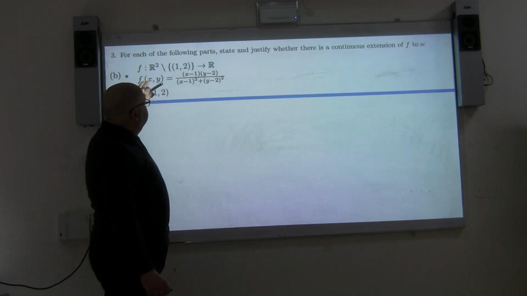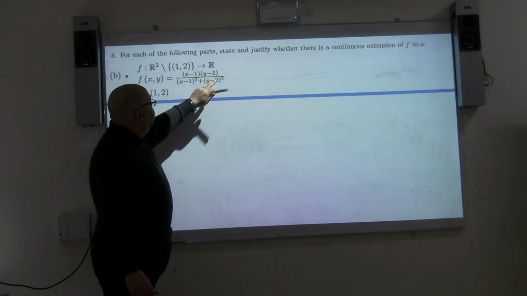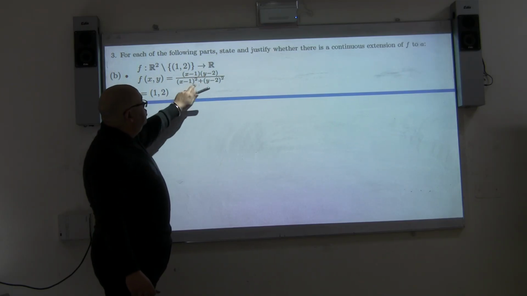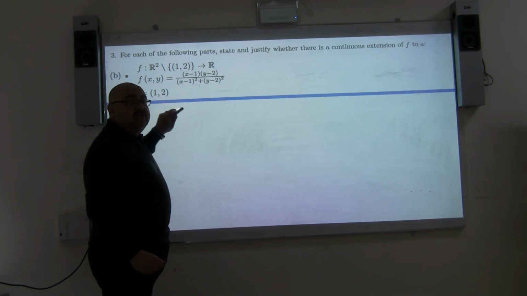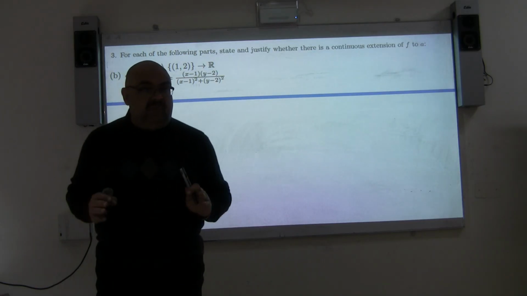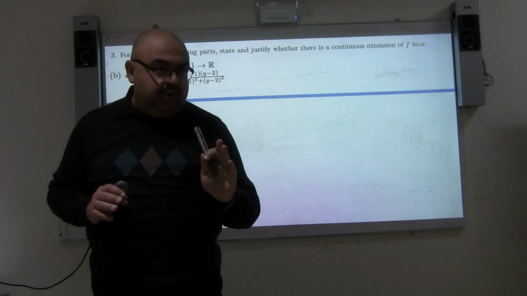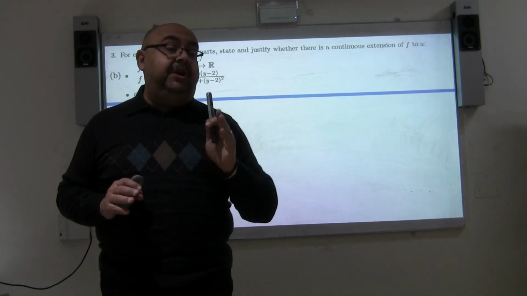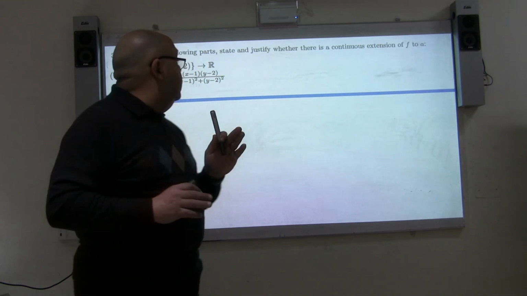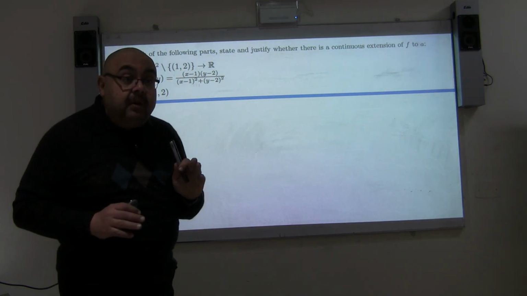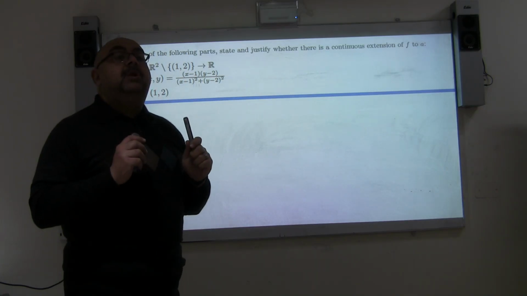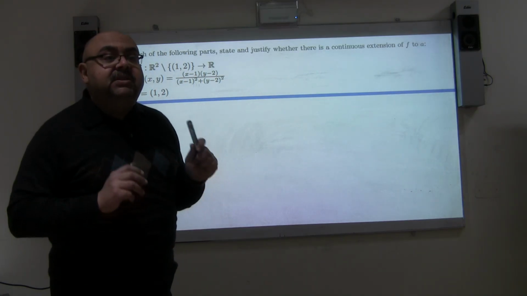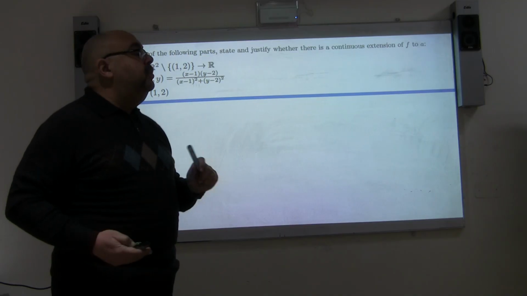You have f(x, y), which is (x − 1)(y − 2) divided by (x − 1)² plus (y − 2)², at the point (1, 2). In this case, in order to simplify your life, I can make a substitution of x − 1 equal to u and y − 2 equal to v. If I make this substitution, Omar, the limit will be coming to the origin instead of dealing with (1, 2), and it will make a huge difference.